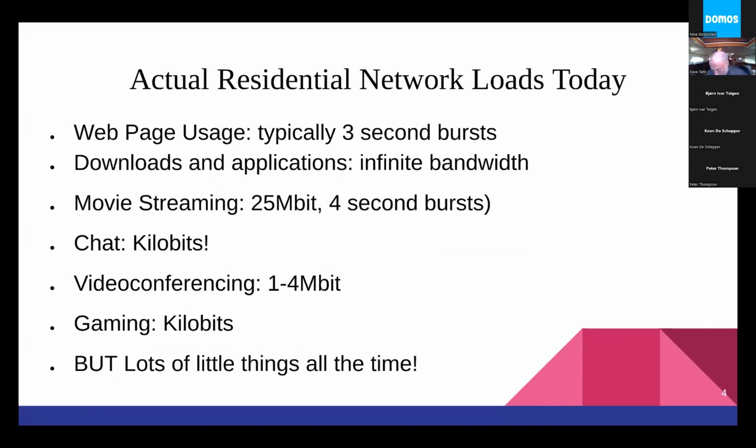Most of my work was involved in itty bitty little routers like these until fairly recently, and I decided to move up the stack into network function virtualization as well as middlebox stuff, and analyzing what real residential traffic looks like. It turns out that the typical web page is a 3-second burst. A download needs infinite bandwidth, but almost everything else needs next to nothing. The biggest user is movie streaming. Chat is kilobits, video conferencing is 1 to 4 megabits. But there are constant little things happening all the time, everything from little spell check lookups. These are all the things that affect your quality of experience.